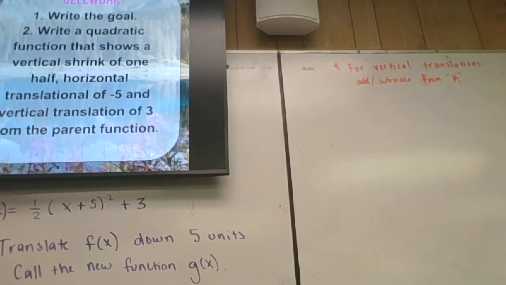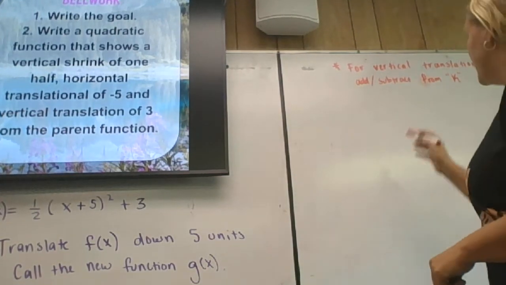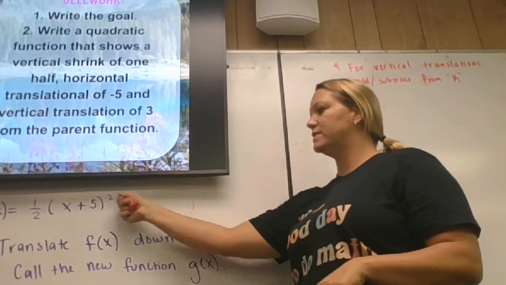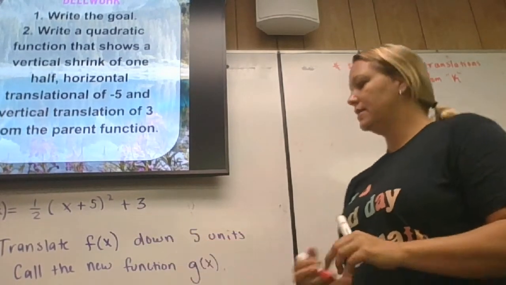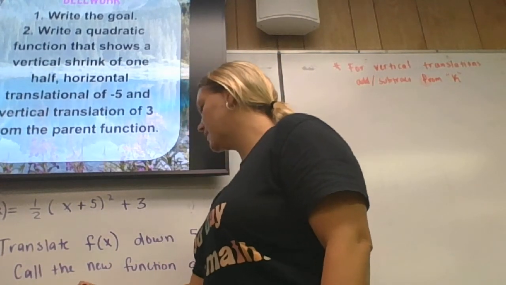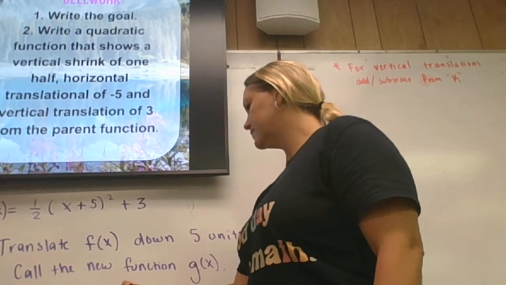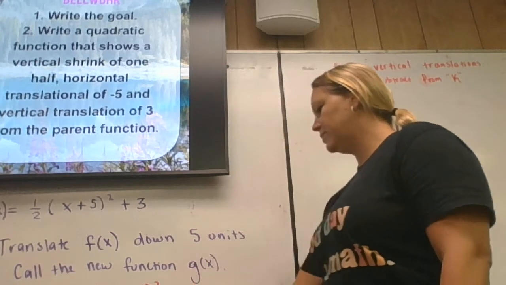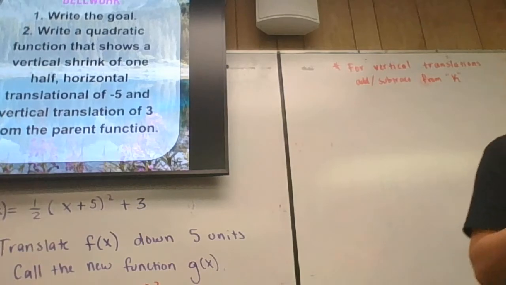All right, so if we want to change this and make it an up-down movement, we're going to subtract from k. So my new function g of x, I'm going to put a minus 5 at the end, and that's going to move it down.